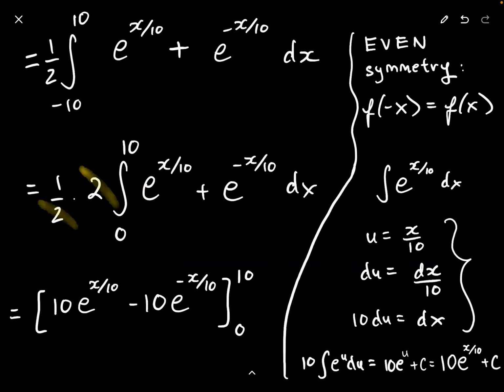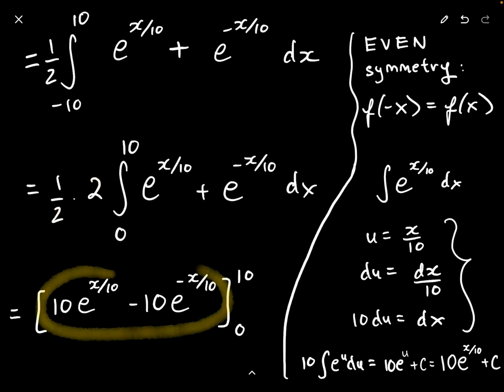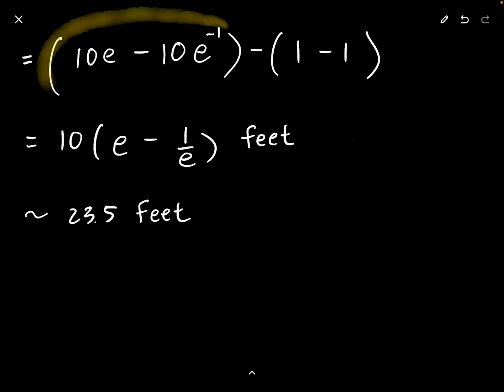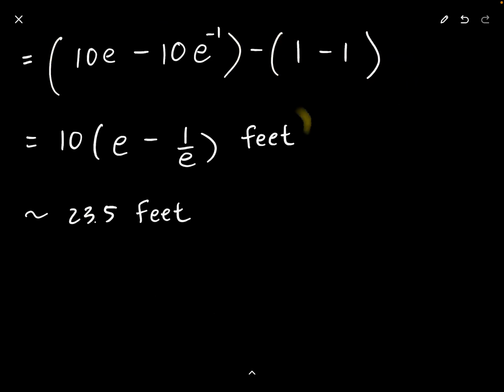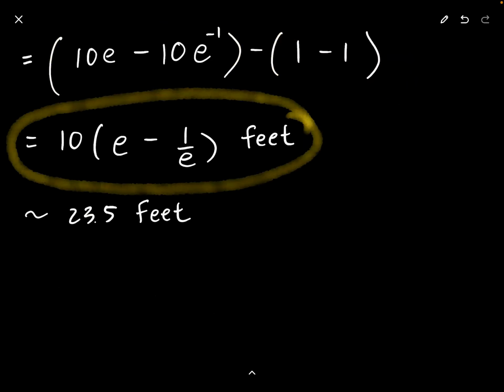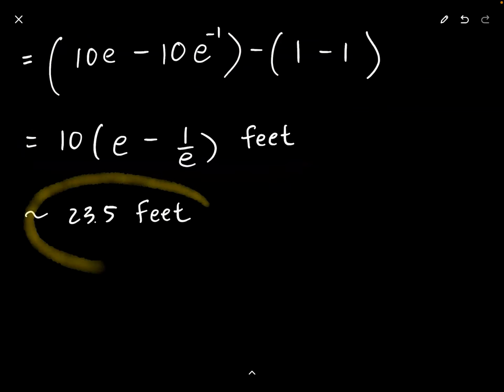The 2 and the 1/2 will cancel, and then we have 10 e to the x over 10 minus 10 times e to the minus x over 10, from 0 to 10. So we'll have the upper limit at 10 minus the lower limit at 0. So you can check that the arc length will be 10 times e minus 1 over e feet, which is around 23.5 feet.